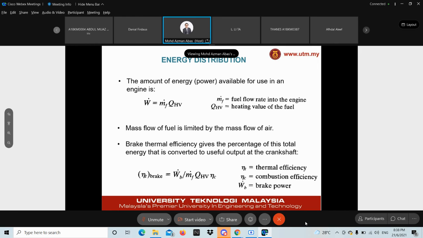So brake thermal efficiency gives the percentage of this total energy that is converted to useful output at the crankshaft. The brake thermal efficiency can be calculated by the brake power divided by the fuel flow times the heating value and times the thermal efficiency of the engine.